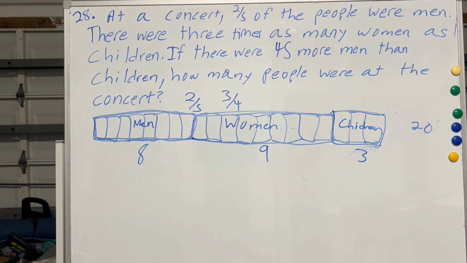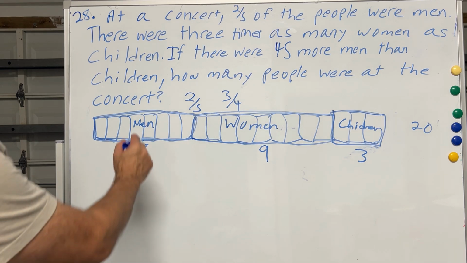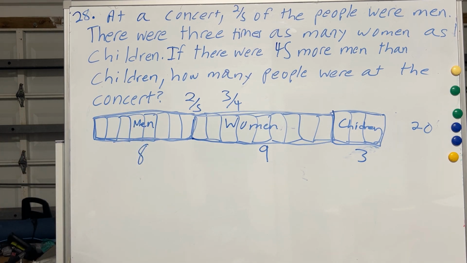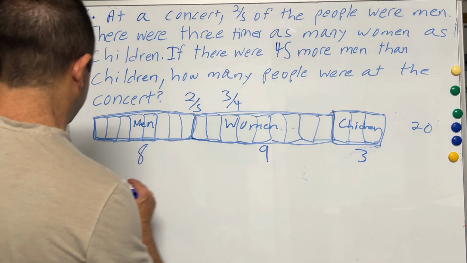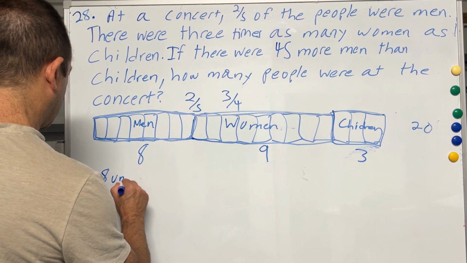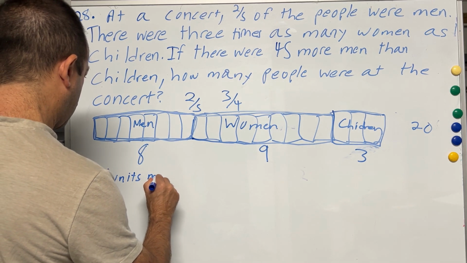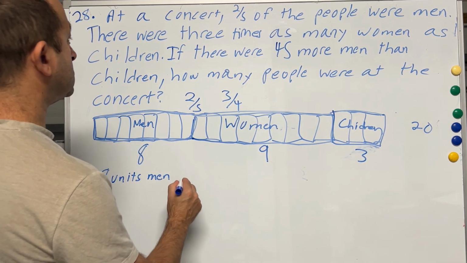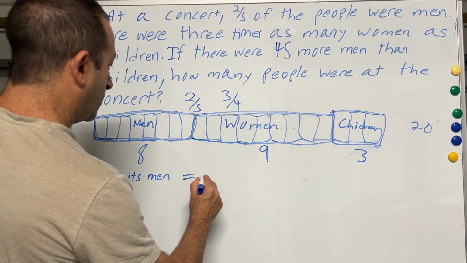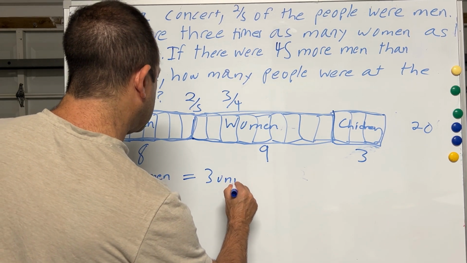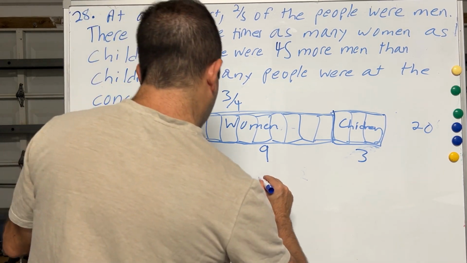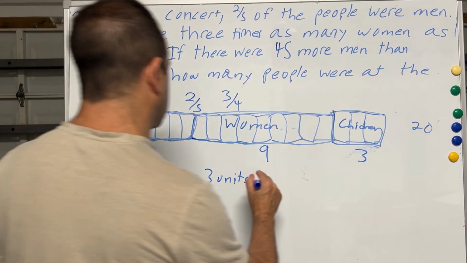If there were 45 more men than children, how many people were at the concert? Now remember that this is not 8 men. This is 8 units of men. We don't know how many men are in a unit of men. It could be 1, it could be 6, it could be 12, we don't know. So 8 units of men equals 3 units of men, 3 units of children.